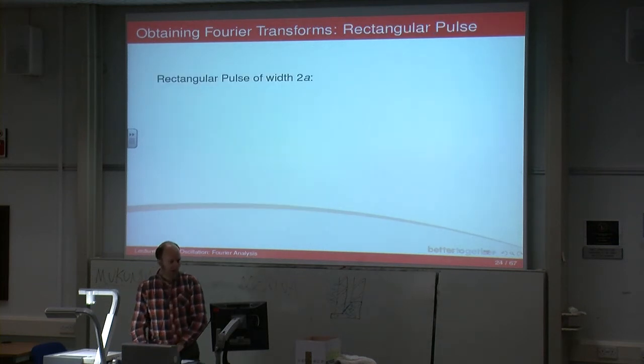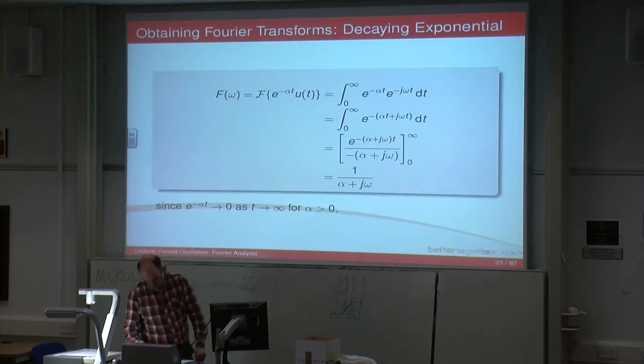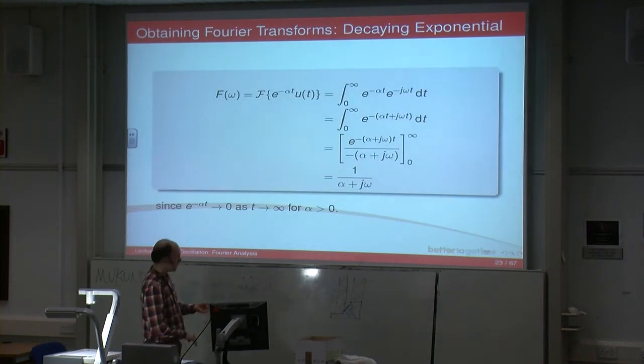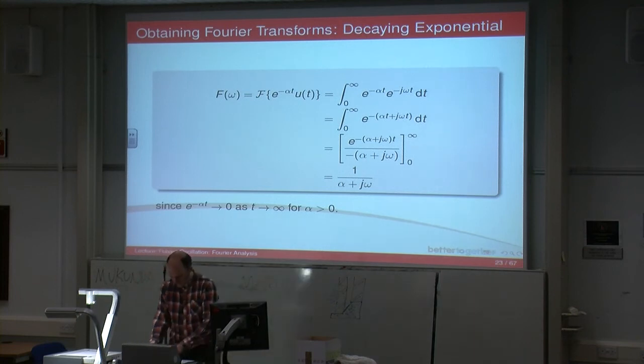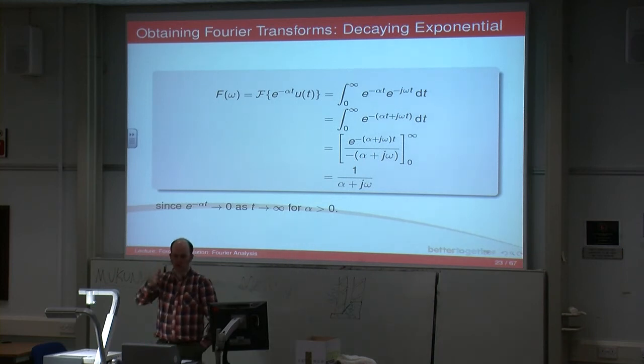And you can note that although the function is real, the Fourier transform is actually complex. There's a j in here. So it's quite difficult to draw on a real set of axes.